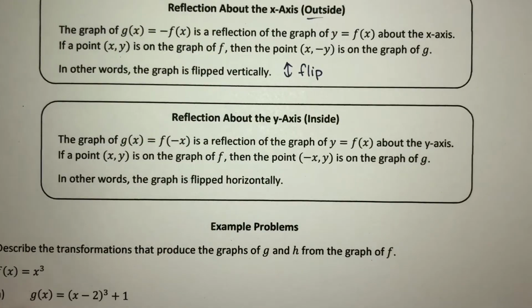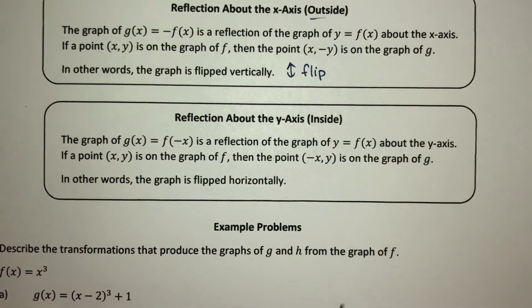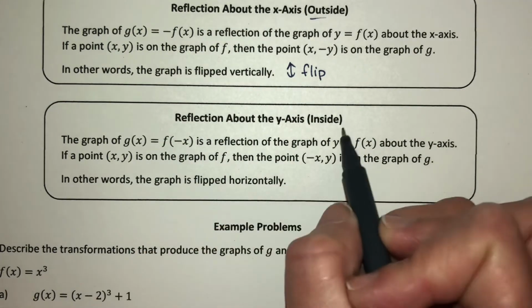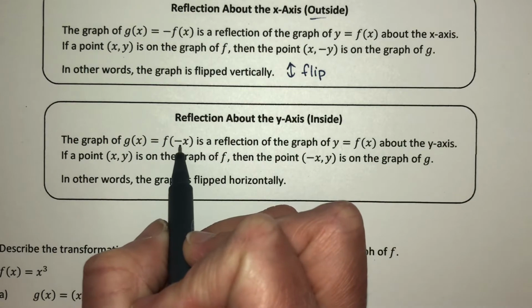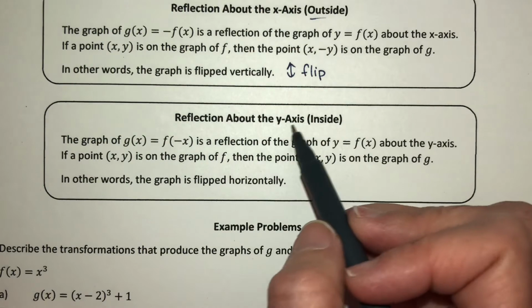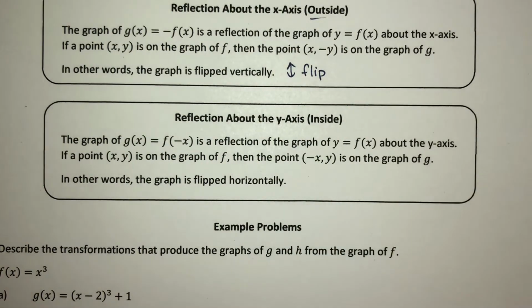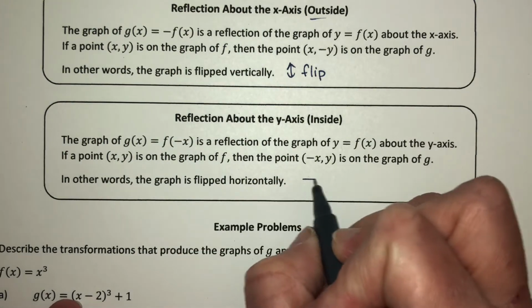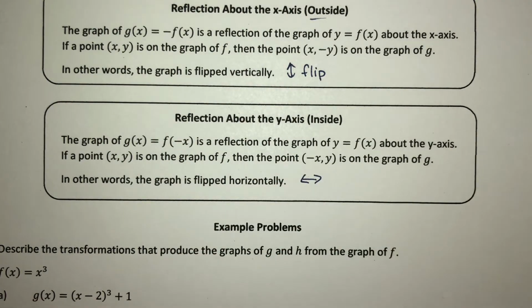Reflection about the y-axis, so we'll be flipping it along that vertical line, so this is a left-right flip. And here, I have it labeled as an inside, and you can see that the negative is inside of the function. So even though it says we're flipping over the y-axis, if you think about it too much, you can confuse yourself. But since the negative is on the inside, it is a horizontal flip. We're just going to flip it left to right. And the horizontal shift was an inside, the vertical shift was an outside. So we have some consistency here.